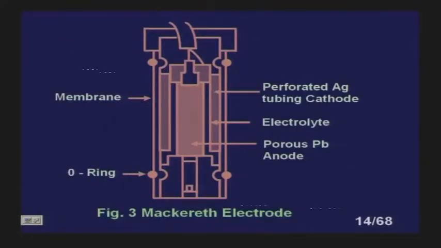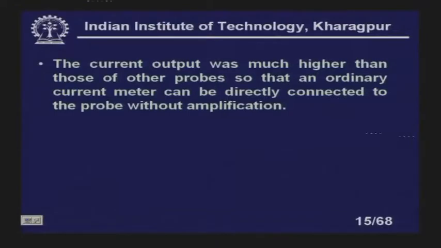Porous Pb, lead, is the anode and this is the electrolyte. You can see we have an O-ring and perforated tubing cathode. Okay, so this is our McCareth electrode. You can see here we have an O-ring and a membrane is there. The current output was much higher than those of the other probes, so that an ordinary current meter can be directly connected to the probe without amplification.